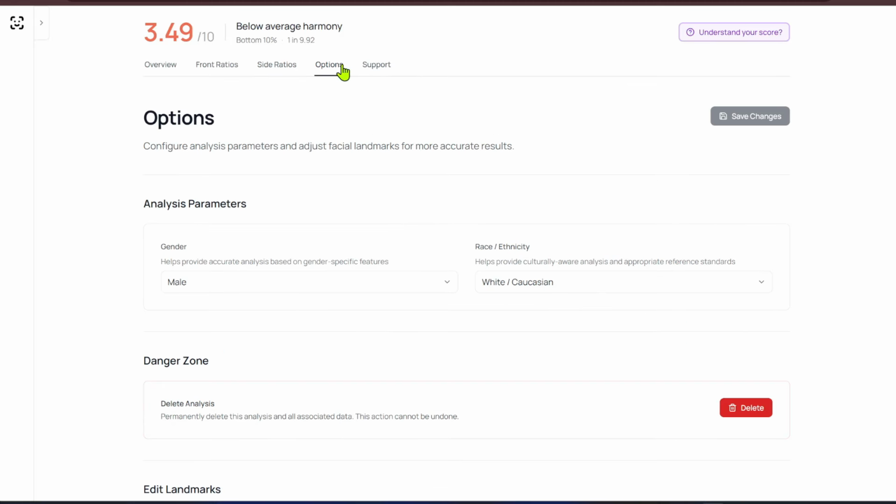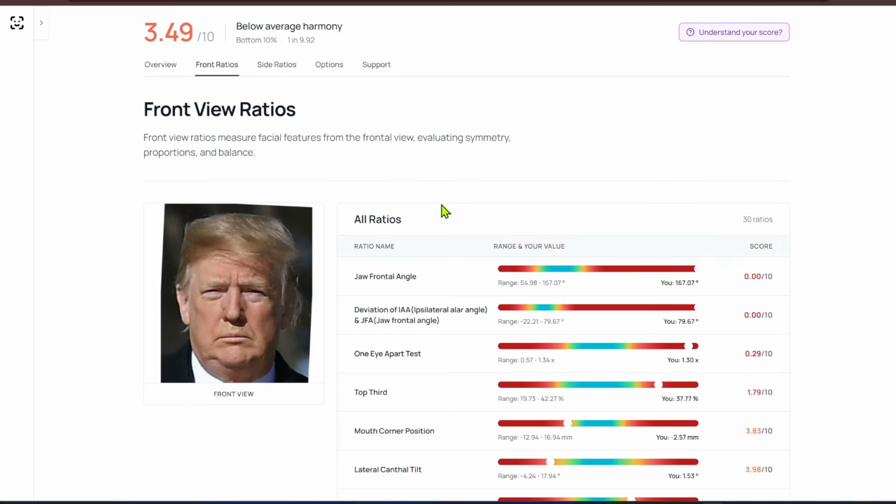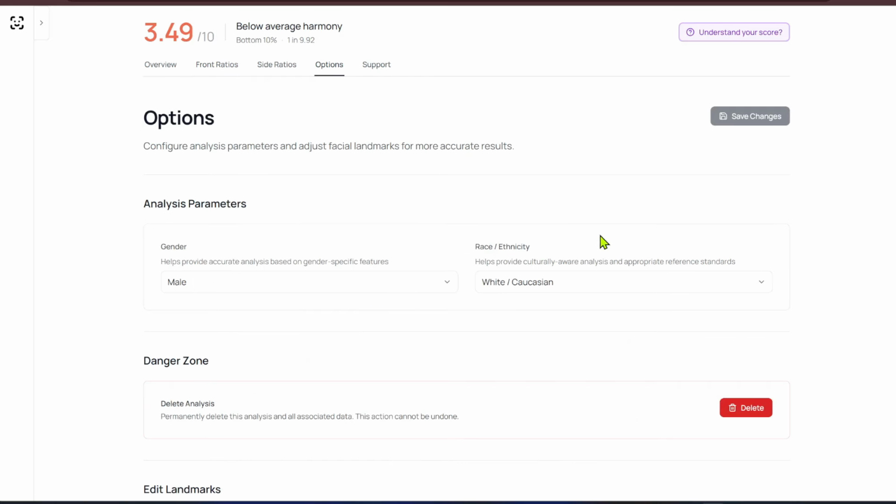You do have to put it in the options right here, male, and then white/Caucasian, so you can get accurate results, because let's say a dark-skinned person has different genetic traits, so the lips are going to be different. There are different ideals for maybe a dark-skinned person versus a light-skinned person, and that's why we have to put this in the options, so make sure this is accurate if you do try the app.